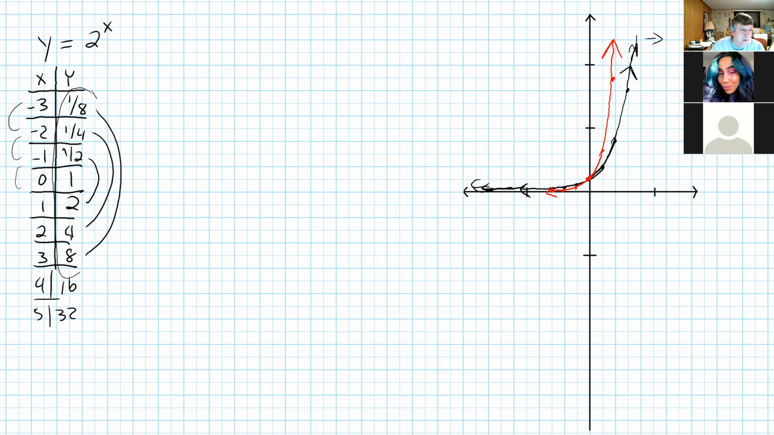Let's see, let's go with green. We'll be environmentally friendly. Let's look at the graph of y equals 1/2 to the x.